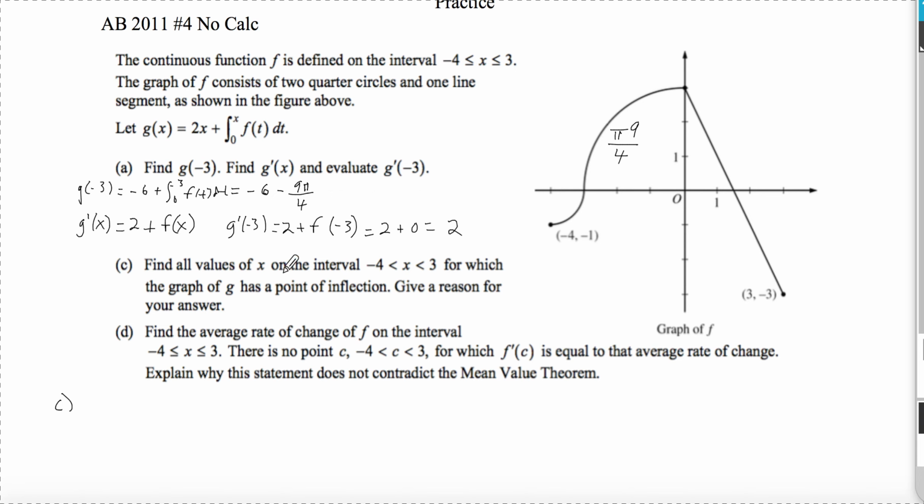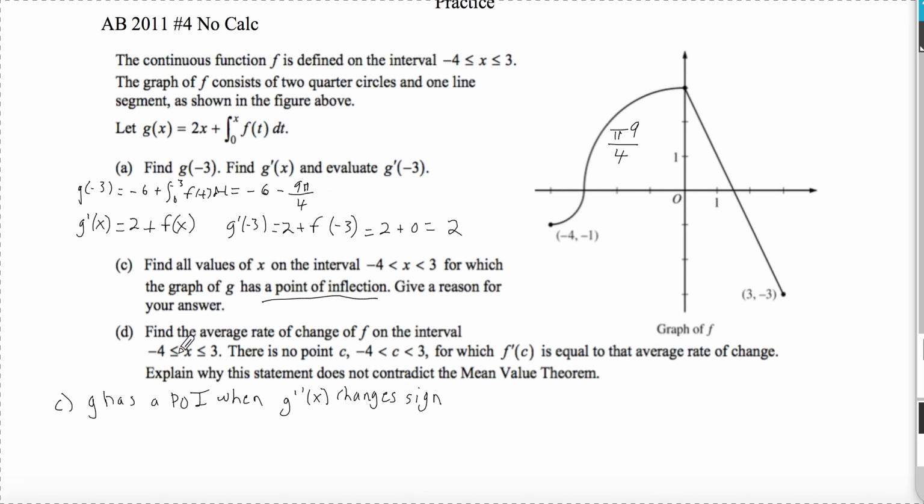Find all the values of x on the interval for which the graph of g has a point of inflection. Give a reason for your answer. Let's just write down our definitions. We can say g has a point of inflection when, we gotta be specific here, when g double prime of x changes sign. So that's just our general definition of point of inflection.